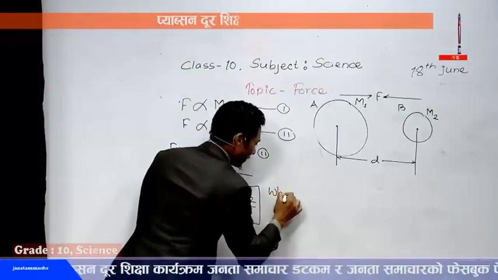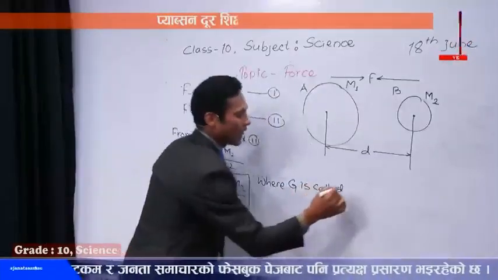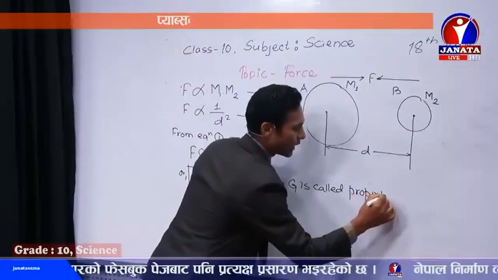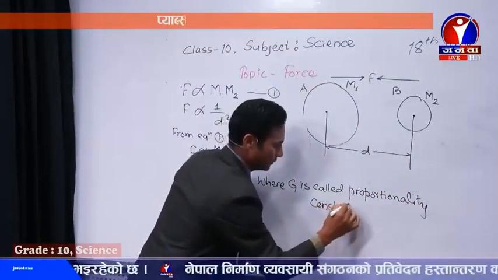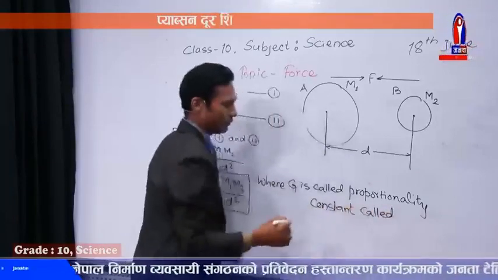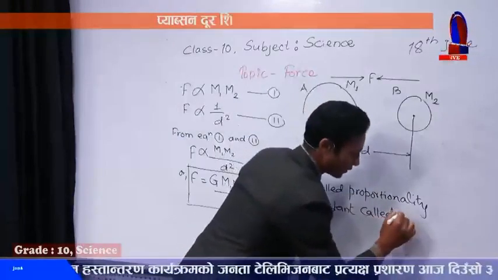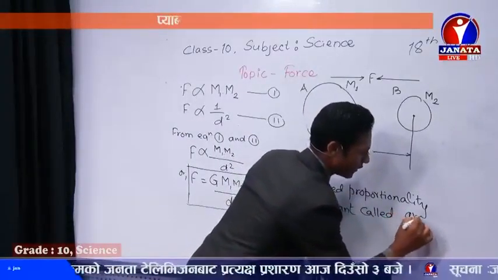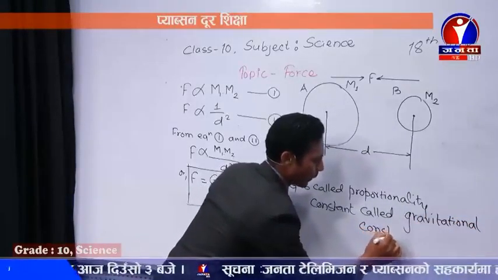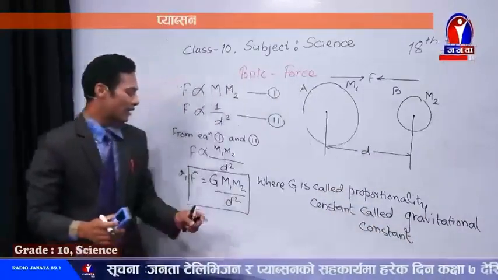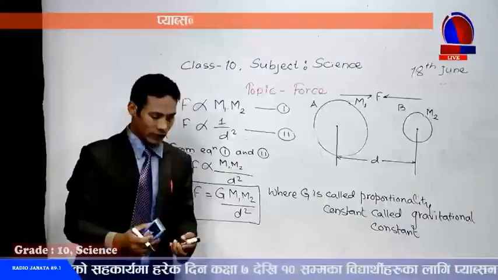Where G is called the proportionality constant, called the gravitational constant. So this one is the mathematical form for the universal gravitational law. Clear this one? Okay.